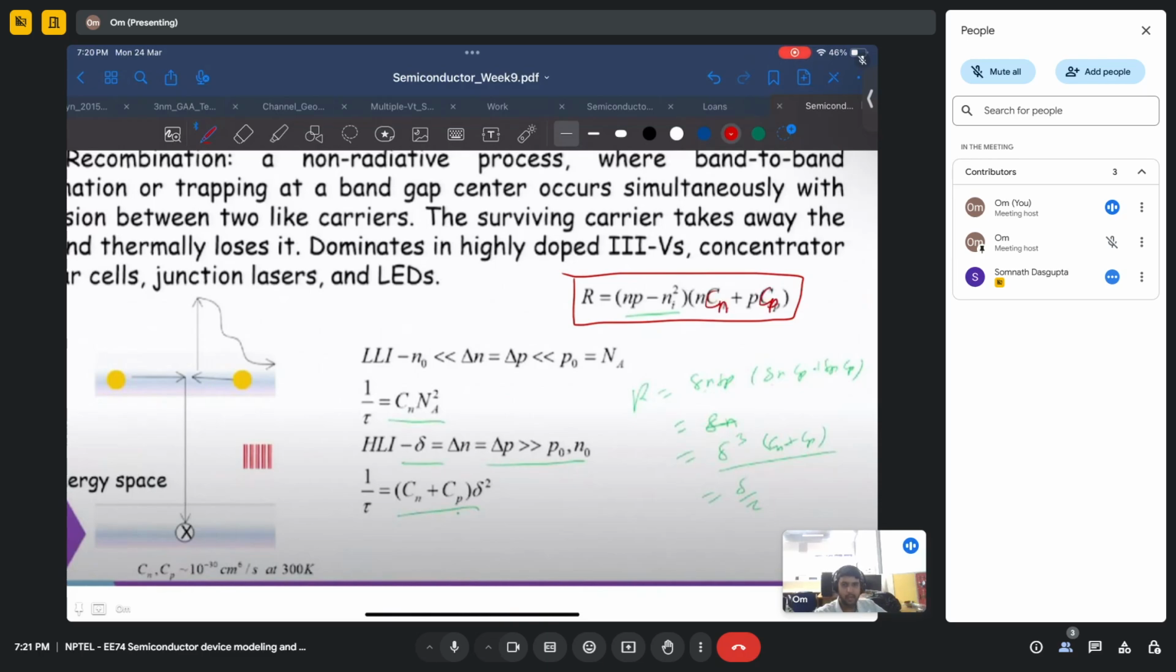So this is a three particle process. In the earlier recombination case, we saw only this was the dominant term, Np minus Ni square. Now, since it's a three particle system, there is one more carrier term, which is N times Cn or P times Cp. So now it is actually a three particle system. These two may recombine and this one will exchange the energy.